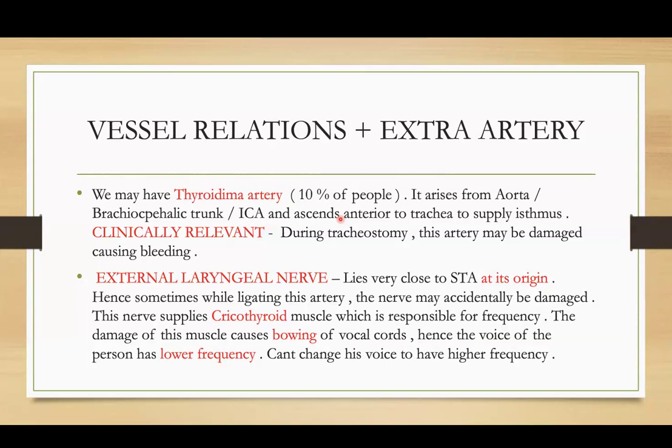This nerve supplies a muscle called the cricothyroid muscle, which you guys must have done earlier, and is responsible for frequency. So the damage of this muscle, because of the loss of innervation, causes bowing of vocal cords, and the person then has a lower frequency, which means a very deep voice. So they're unable to change their voice to have a higher frequency.